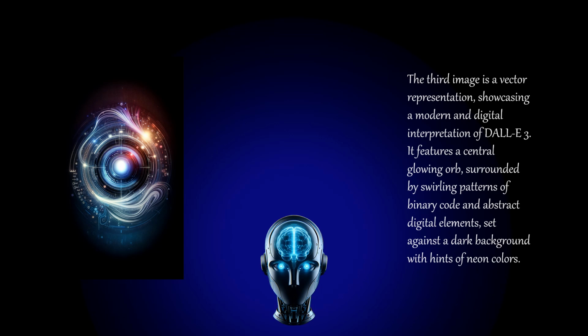And here's this very beautiful image that Dall-E created to symbolize itself, to represent itself. And it says that the third image is a vector representation showcasing a modern and digital interpretation of Dall-E 3. It features a central glowing orb surrounded by a swirling pattern of binary code and abstract digital elements set against a dark background with hints of neon colors. Oh my god, that was beautiful.